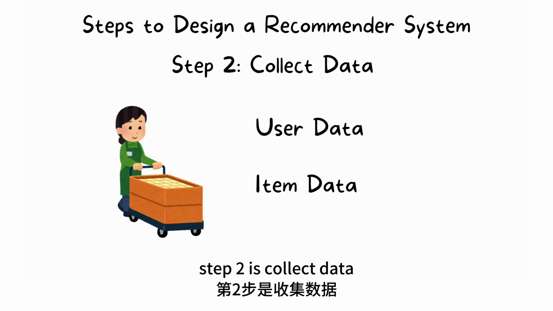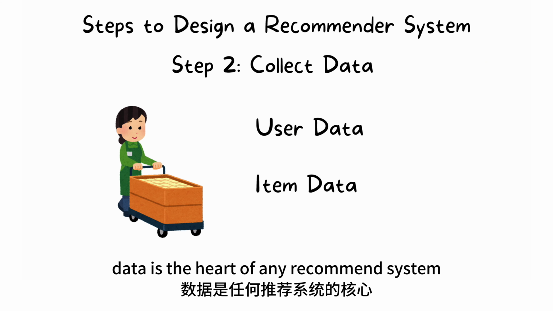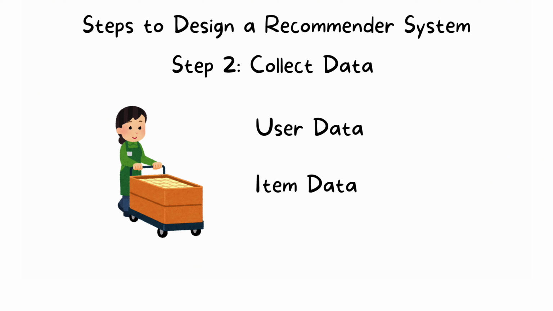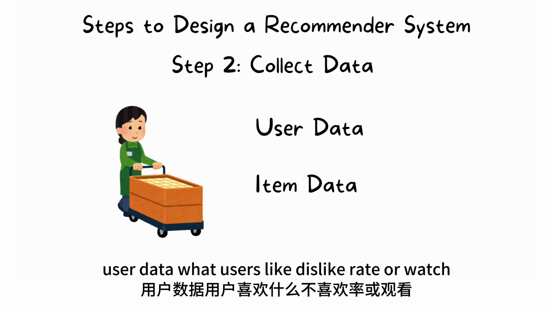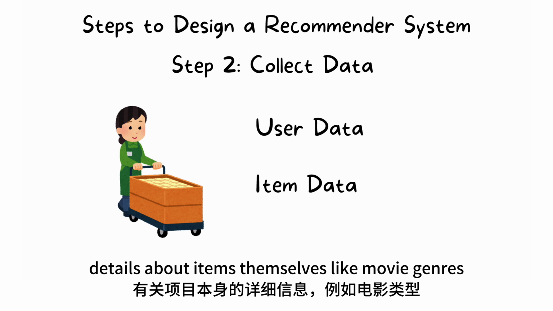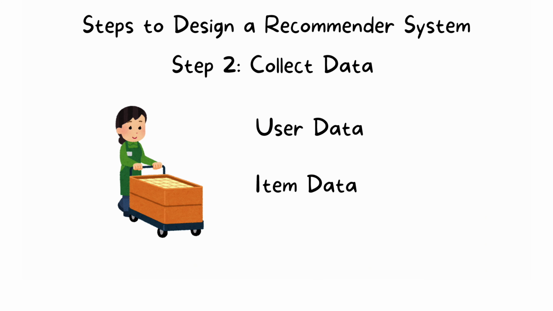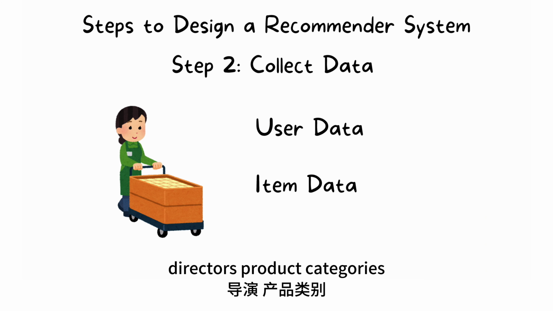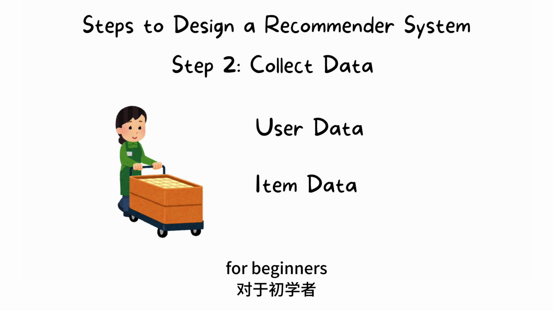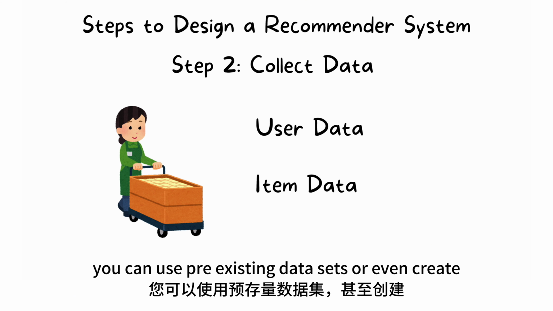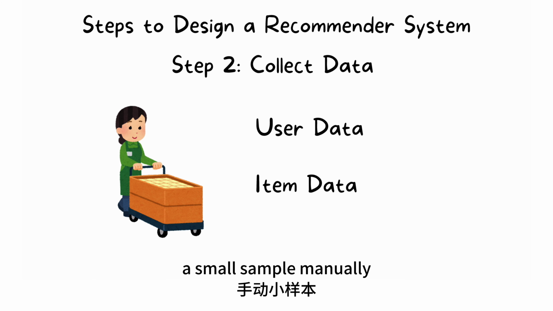Step two is to collect data. Data is the heart of any recommender system. You need two types: user data, what users like, dislike, rate, or watch, and item data, details about the items themselves, like movie genres, directors, or product categories. For beginners, you can use pre-existing datasets or even create a small sample manually.